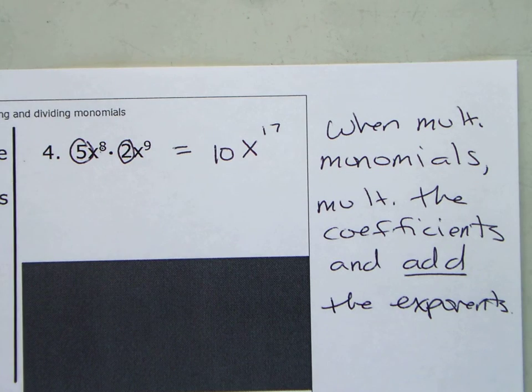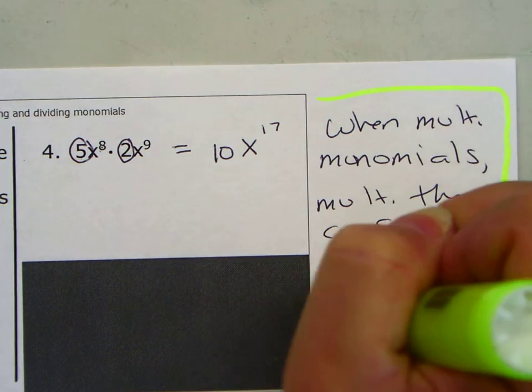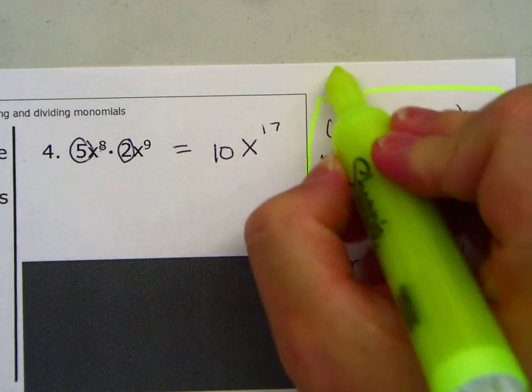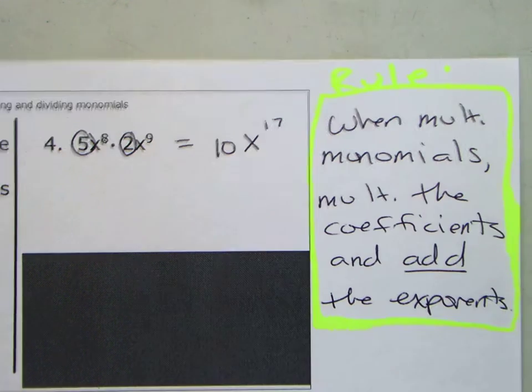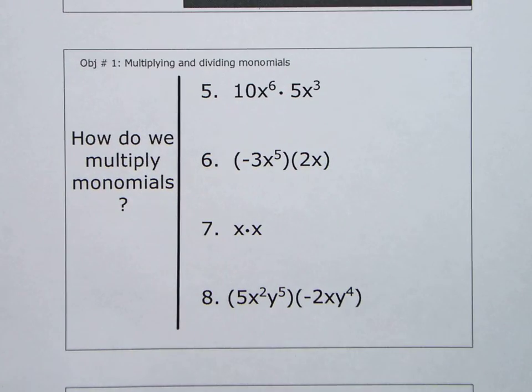Okay. I also recommend, if you have a highlighter, put a box around this with the word rule, so that when you look back in your notes, that's right available for you. Okay? That's really important. Again, if you're not done writing, pause it. I'm moving on. All right, let's do some problems.